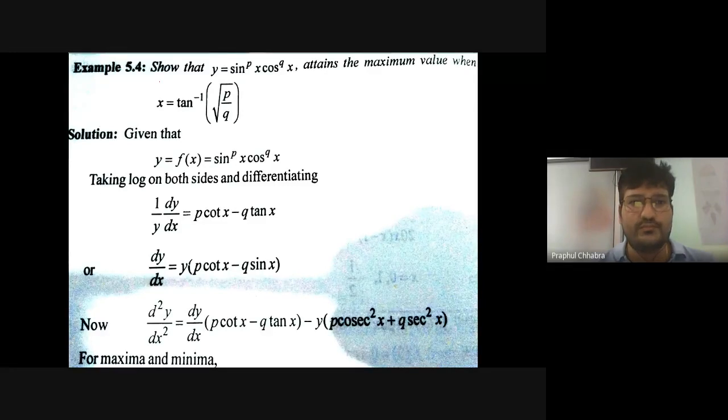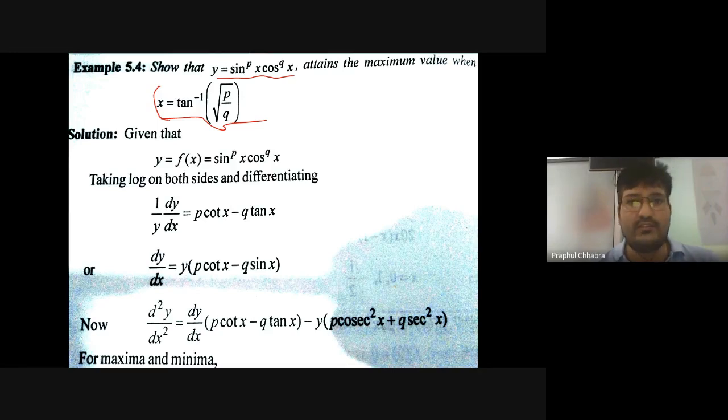Show that y is equal to sine raised to the power px cos raised to the power qx attains the maximum value when x is equal to tan inverse under root p upon q. So in this question, the given function is y is equal to sine raised to the power px cos raised to the power qx. And we have to prove that the maxima of this function will be tan inverse under root p upon q, because at this point the function is attaining the maximum value. That's why this is maximum.